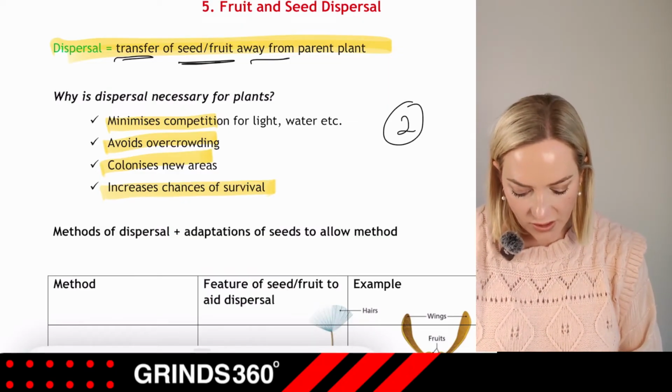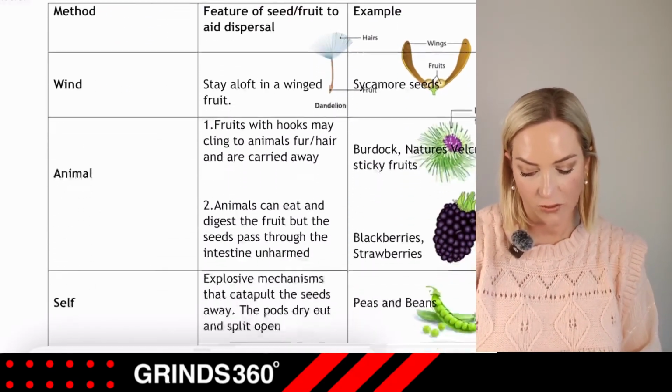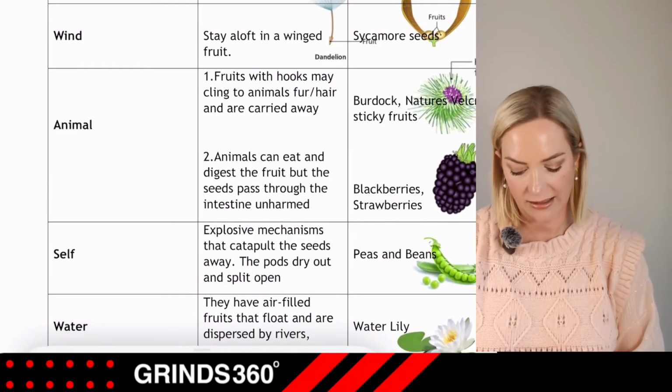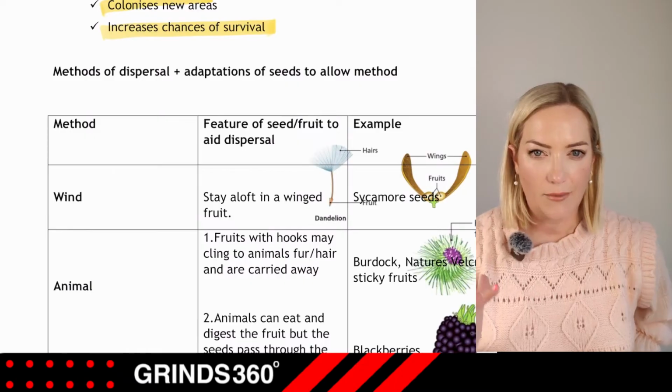So different methods of dispersal and adaptations. We need to know a method for wind, animal, self, and water. So there are your four different types of dispersal it could ask you about.